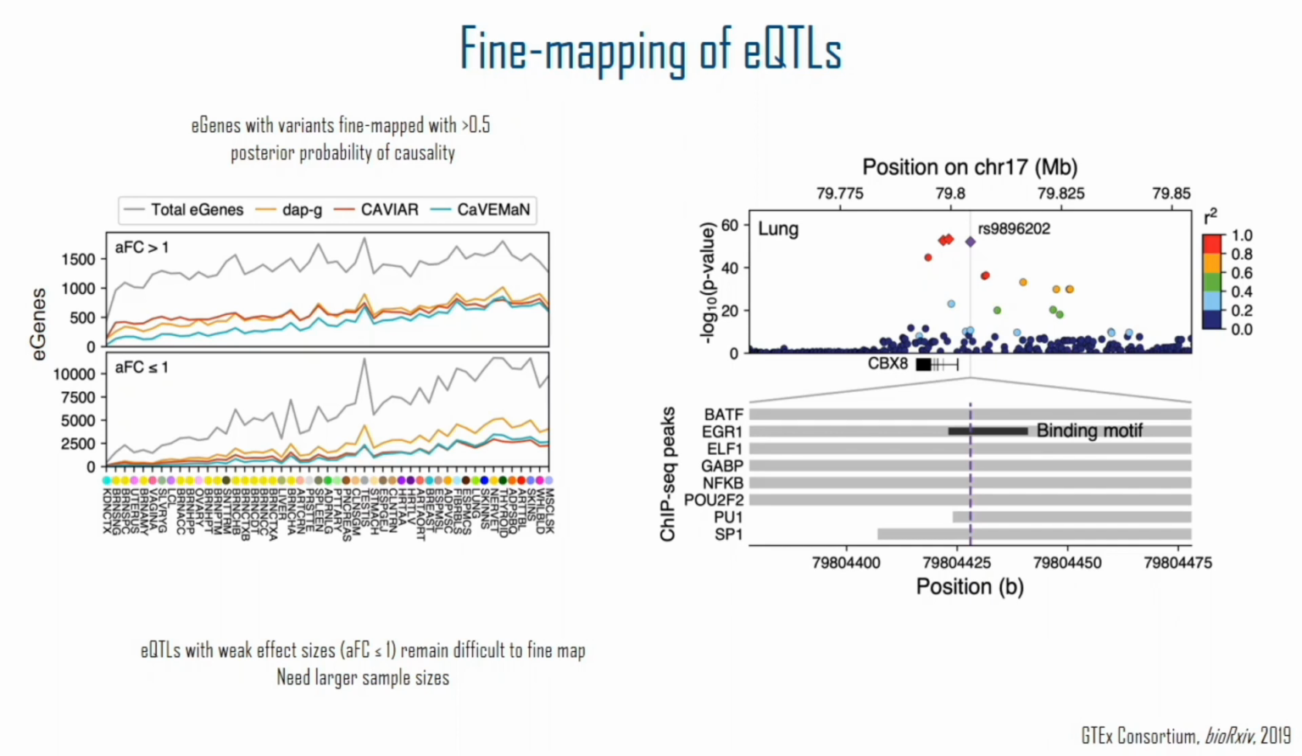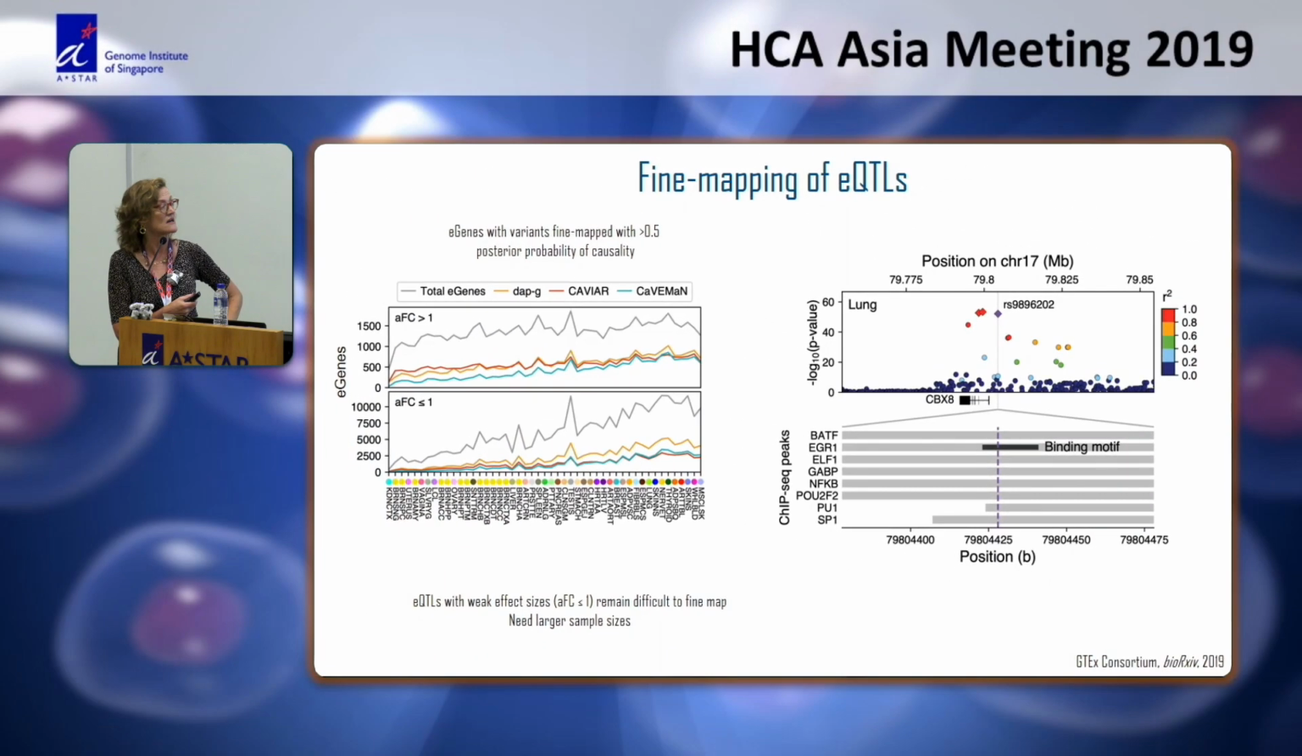On the top are the eQTLs with basically strong effect sizes, allelic fold change greater than 1. And you can see that we're pretty good at detecting the causal alleles for those across the spectrum of sample size. But for variants with lower allelic fold change and weak effect sizes, you can see that we're very sample dependent there. So we need much larger sample sizes to detect causal variants when they have a low effect size.